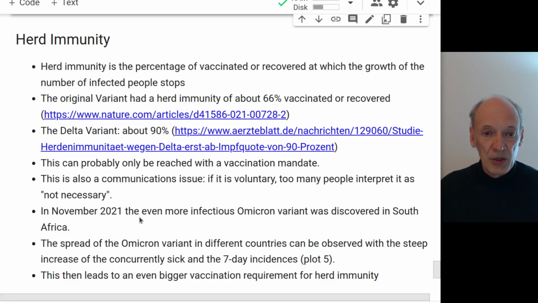In November 2021, the even more infectious Omicron variant was discovered in South Africa. The spread of the Omicron variant in different countries can be observed with a steep increase of the concurrently sick and the 7-day incidences in my plot 5. This then leads to an even bigger vaccination requirement for herd immunity.